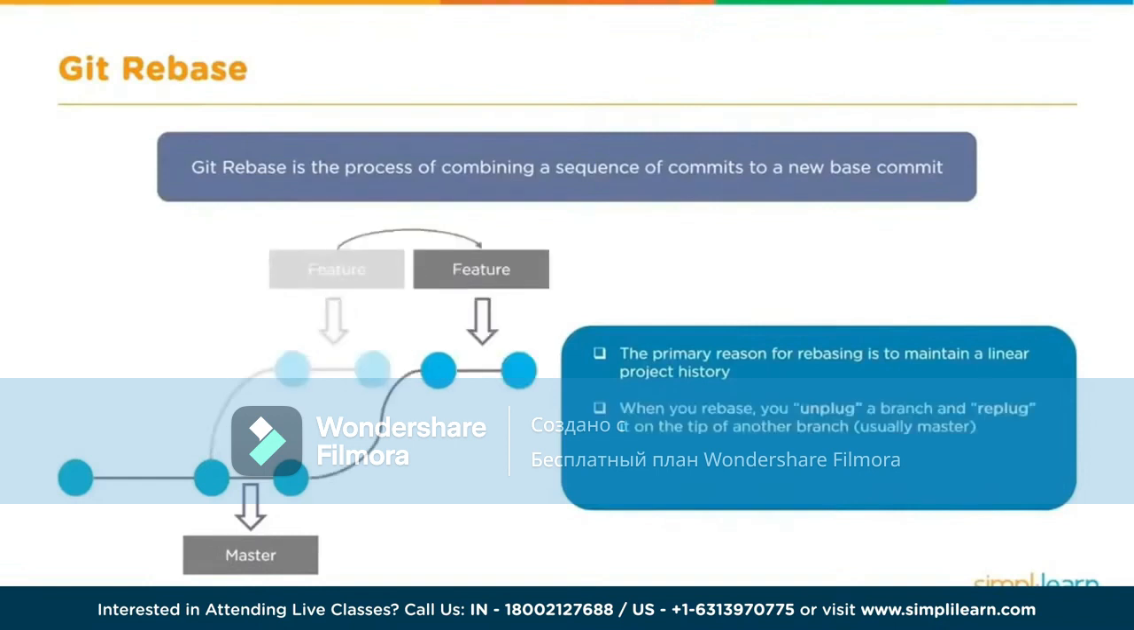When you rebase, you unplug a branch and replug it in on the tip of another branch. And usually you do that on the master branch, and that will then become the new master branch. The goal of rebasing is to take all the commits from a feature branch and put it together in a single master branch. It makes the project itself much easier to manage.